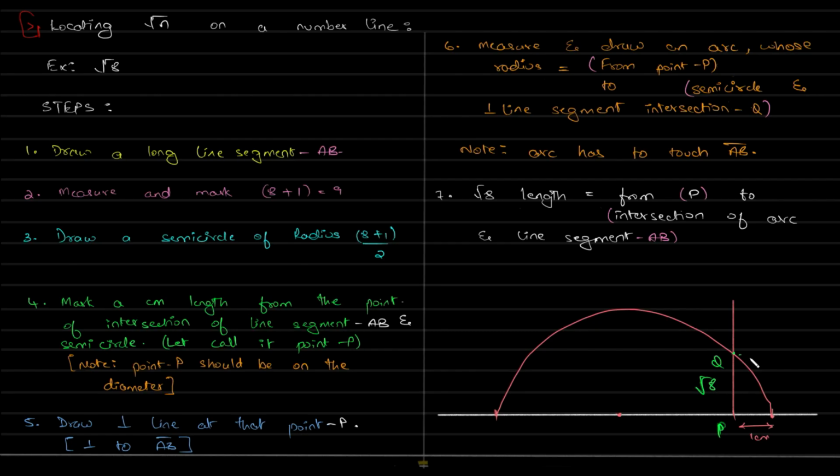So with this, but we have to put it on the number line. So we'll project it on the number line in this way by drawing a semicircle. Sorry, not semicircle, an arc. This length from point P to this point is your root of 8.